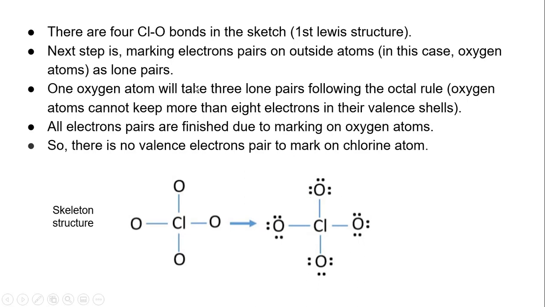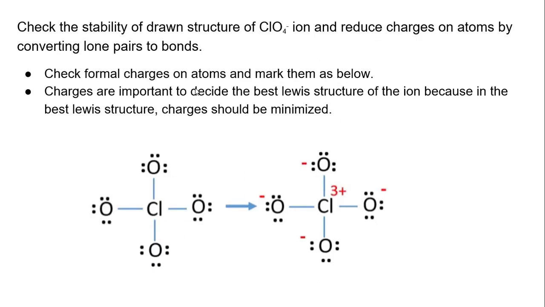And now you have, excuse me, 1 oxygen that takes 3 lone pairs, fills the octet. And you notice that there are no lone pairs left on chlorine. So everything's been taken care of. They've all filled in. But is this the most stable structure? We don't know. The next thing it says is to check the formal charges, which is now what you're doing.